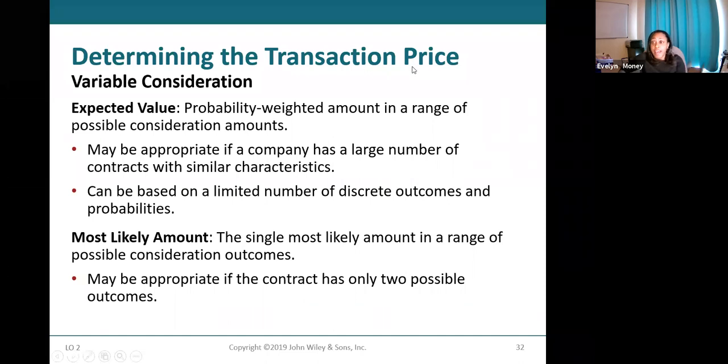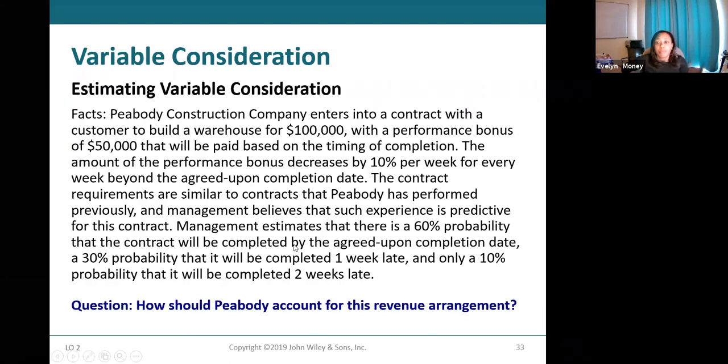Sometimes in dealing with the expected value, we may have to perform a probability calculation to determine, especially if the amount of revenue that we receive will change depending upon when we finish or when we provide the goods or services, if there's some type of performance bonus. We'll see an example like that. And again, it needs to be at the most likely amount.